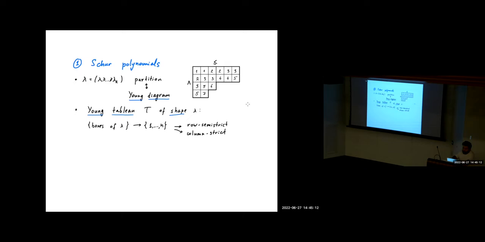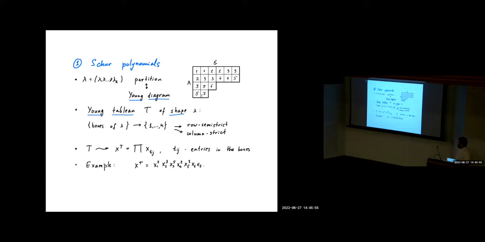So let me define a Young tableau. A Young tableau is a way to fill these boxes by integers from 1 to n. N is some fixed natural number, which will be the number of variables in my Schur polynomial. And I want my filling to be row semi-strict, which means that along the rows, the entries weakly increase, and column strict. That means that in each column, the numbers increase strictly. And so this is a semi-standard Young tableau, just Young tableau for me.